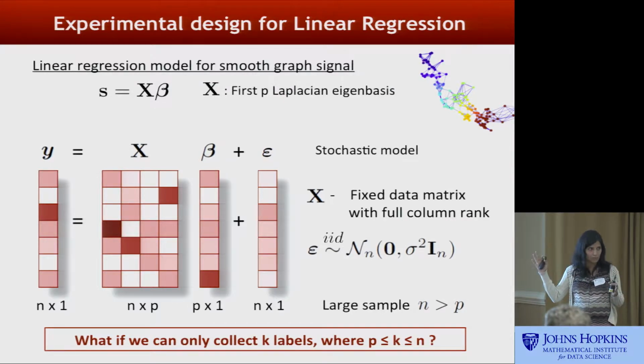So it's a very simple, now mathematically concrete question I've posed. We'll focus on the large sample setting for simplicity, which is, we have a tall design matrix. I have many more candidate settings for which I can try to get the labels than the number of features.